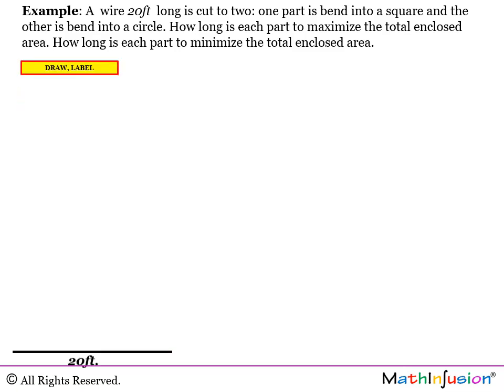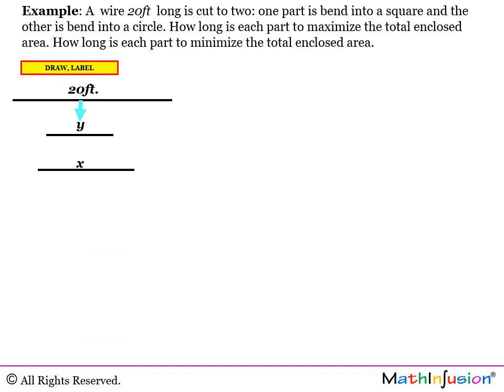So let's draw and label. So here is the wire which is 20 feet long and we cut it into two pieces. One piece is y and the other one has a length of x. Let's assume that this one is bent into a circle with radius r. It means that the circumference, which is 2 pi r, is supposed to equal y.